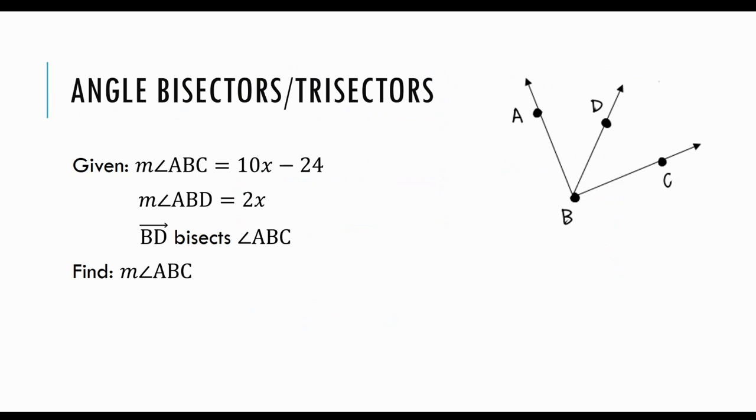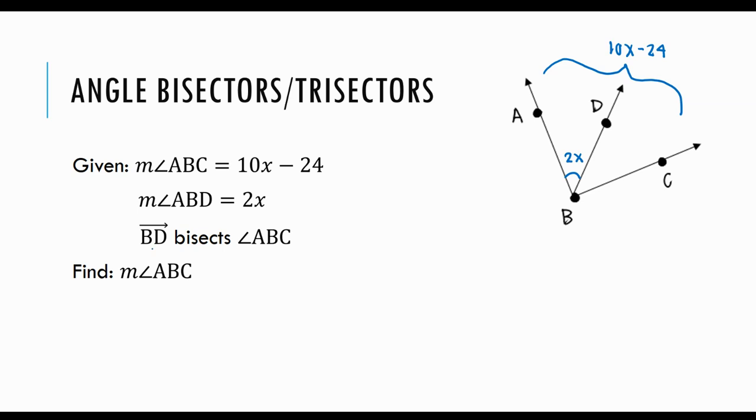Moving on to some angle problems. So it says we are given that this angle ABC, which if you look at it, that's the biggest angle in this picture. So the measure of angle ABC, this whole entire angle, is represented as 10x minus 24. We're told that the angle ABD, so if you follow the letters, that's this little angle right here. ABD is represented as 2x.